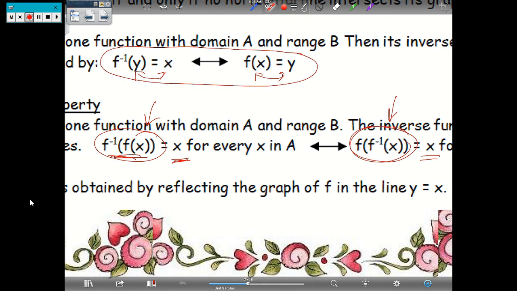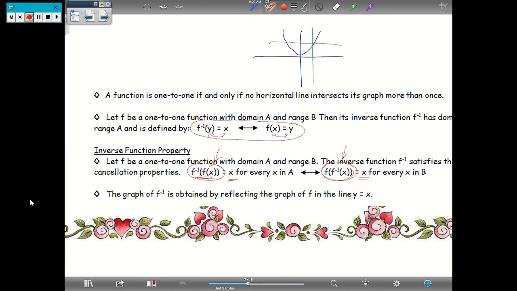There's also a graphing way to determine if functions are inverses of each other. Remember that all inverses are going to reflect over a particular line. Do you remember what that line was? Y equals x. You can tell graphically if they're inverses of each other if you have a graph of them, and they reflect over the line y equals x. That's a graphing way to tell if they're inverses of each other. Okay, so that's just a reminder of inverses.